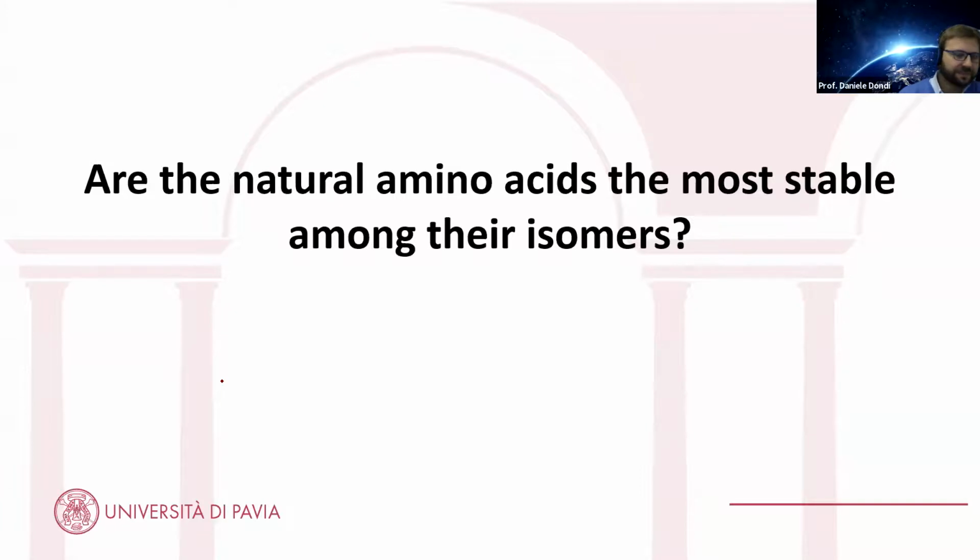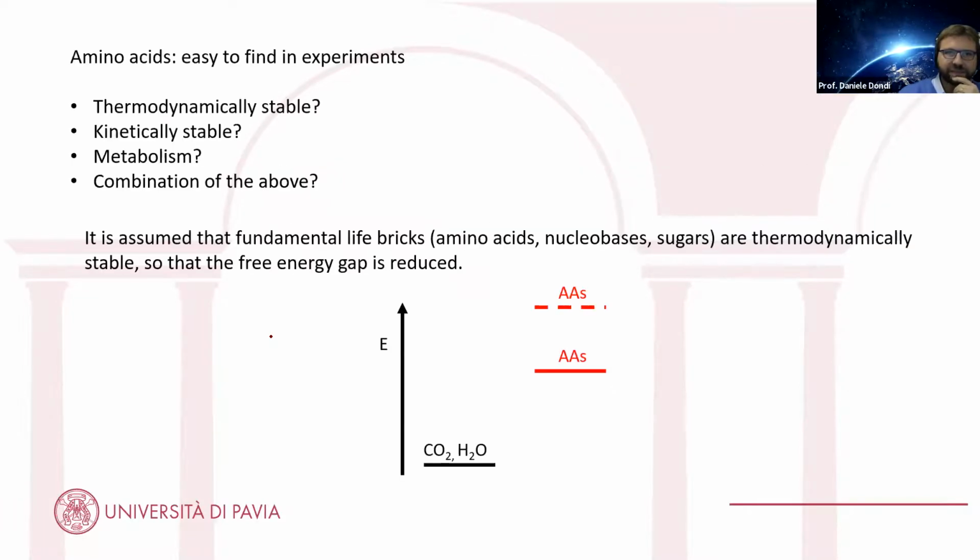Okay, then we made, just showing you, a recent study that we made. Because the idea is, are the natural amino acids the most stable among the isomers? So why are we seeing that the proteinogenic amino acids are alpha amino acids, and when you mix something, you obtain alpha amino acids?